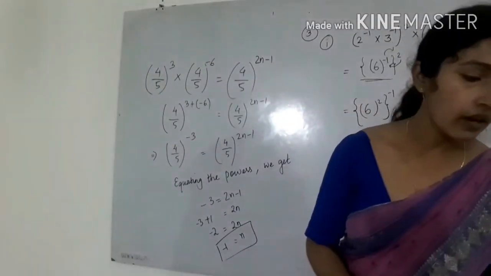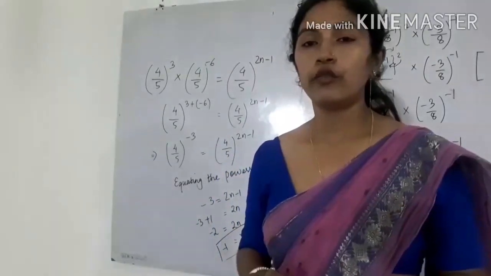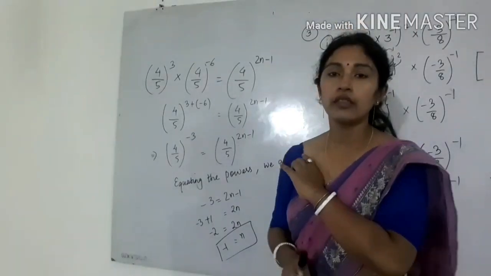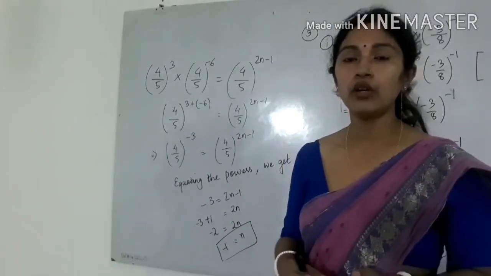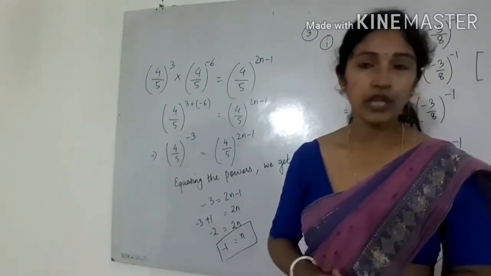So like this there are many questions here. You have to apply only one method: you have to equalize the base first. In this type of question you have to equalize the base, then you have to equate the power to get the unknown quantity.